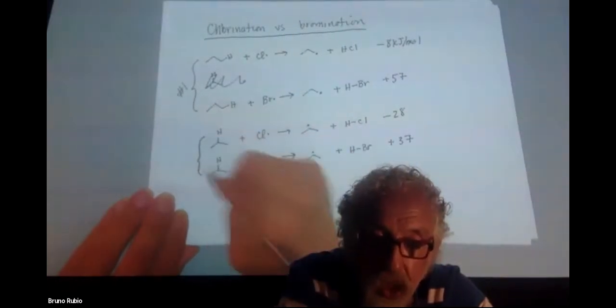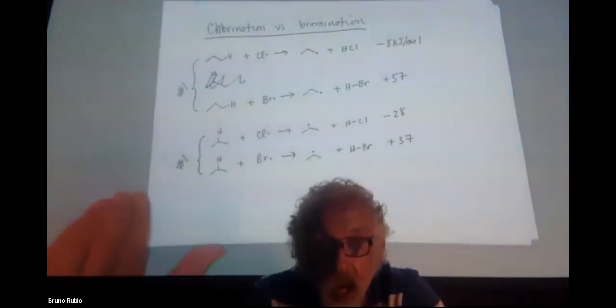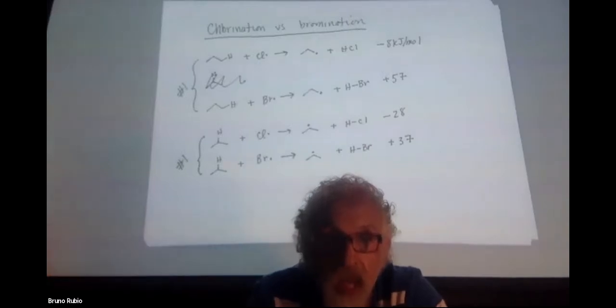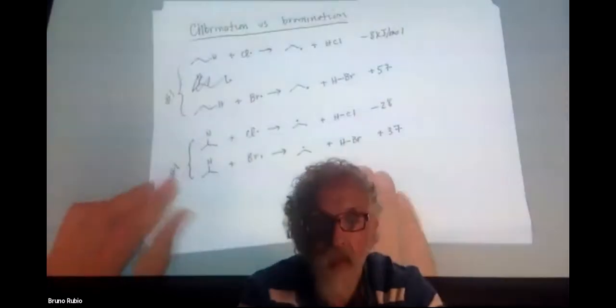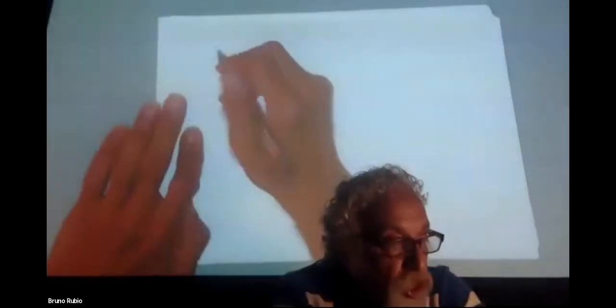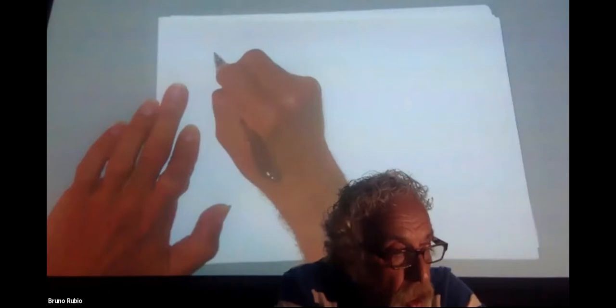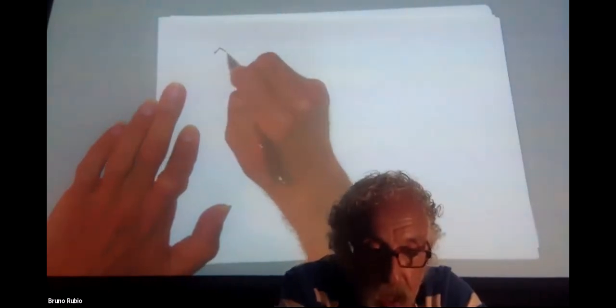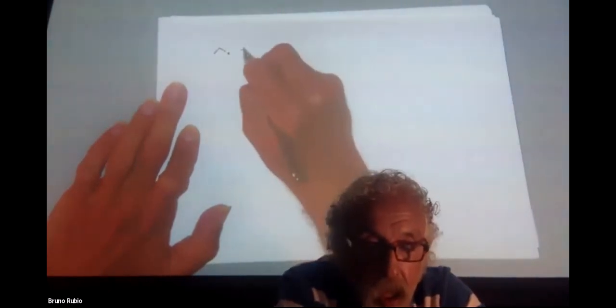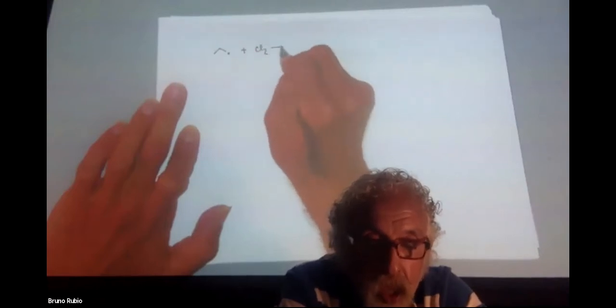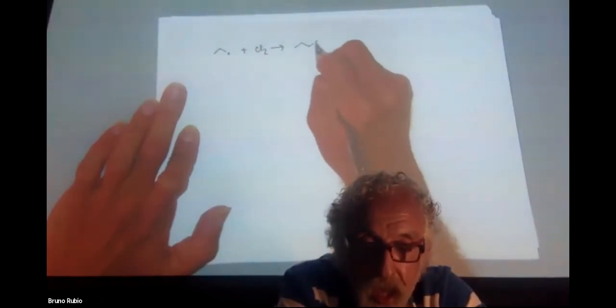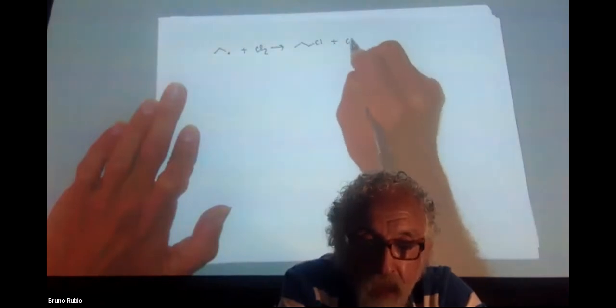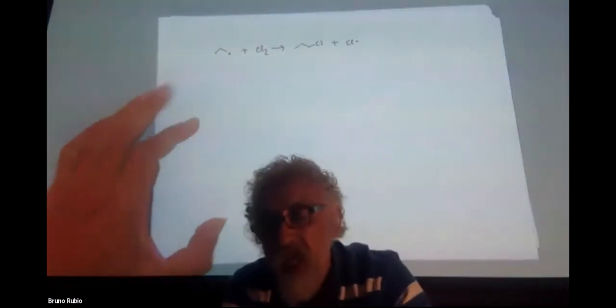Okay, so these are all propagation steps number 1, but remember we're getting different products. Okay, so now just for the record, just so that we have all of these numbers available, let's look at propagation step number 2. It's going to be this organic radical plus Cl2 to make the 1-chloropropane plus some chain carrying self-sustaining Cl dot.